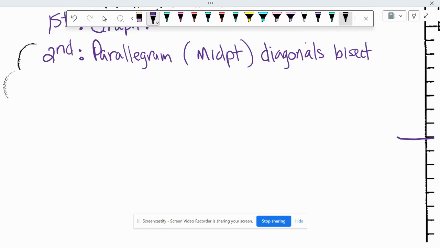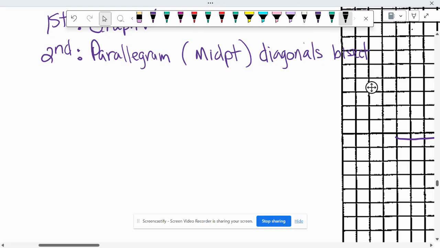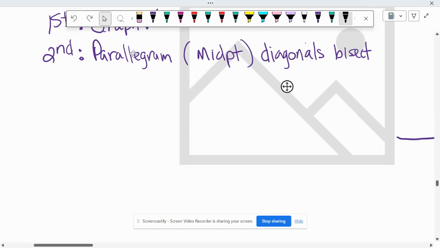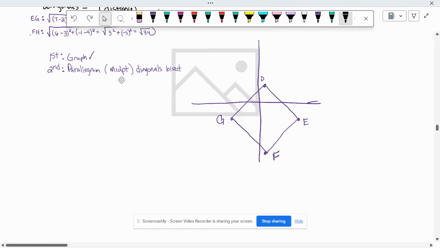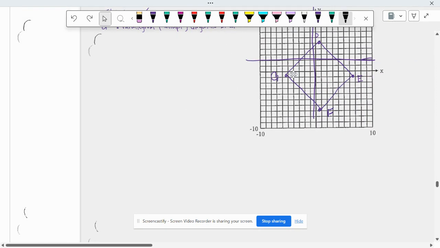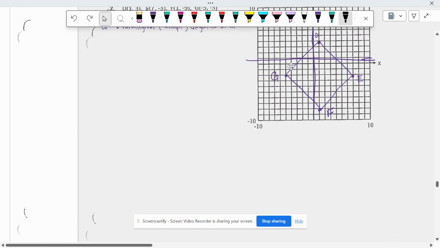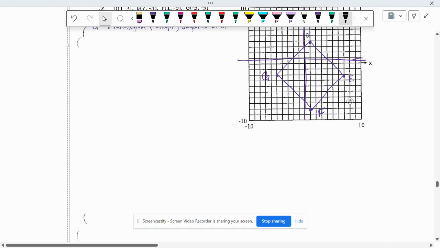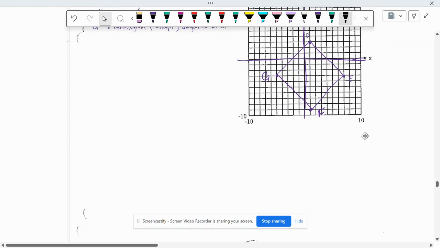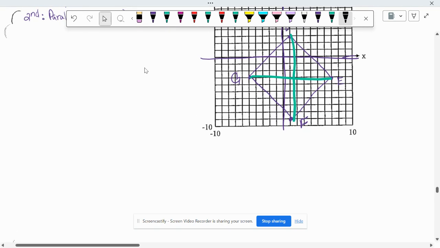So did we draw our diagonals? I don't think I did. Oh my goodness. Let's undo that really fast. There. Okay. That won't happen twice. Still not lined up right. Okay. So diagonals. Let's draw those really fast. I have diagonal GE and diagonal DF. So I just want you to have a visual of what we're doing there. Okay. Diagonal GE and diagonal DF.